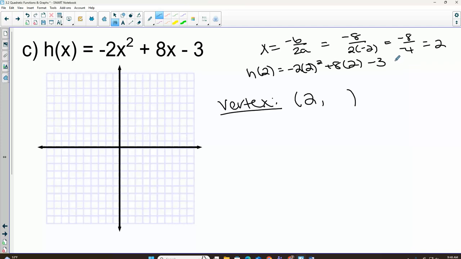What do we get? So our vertex is at 2, 5. So we mark that point on the graph. And then we also know the axis of symmetry.